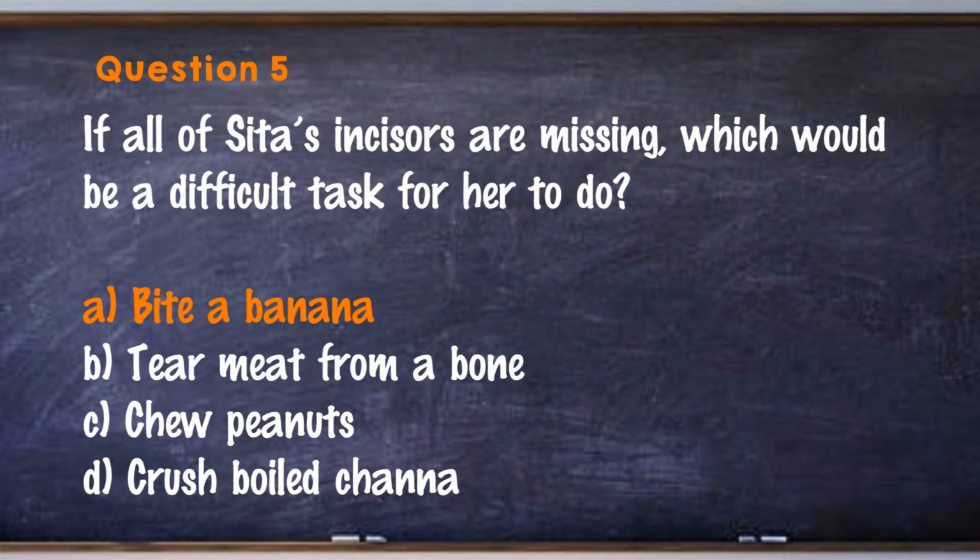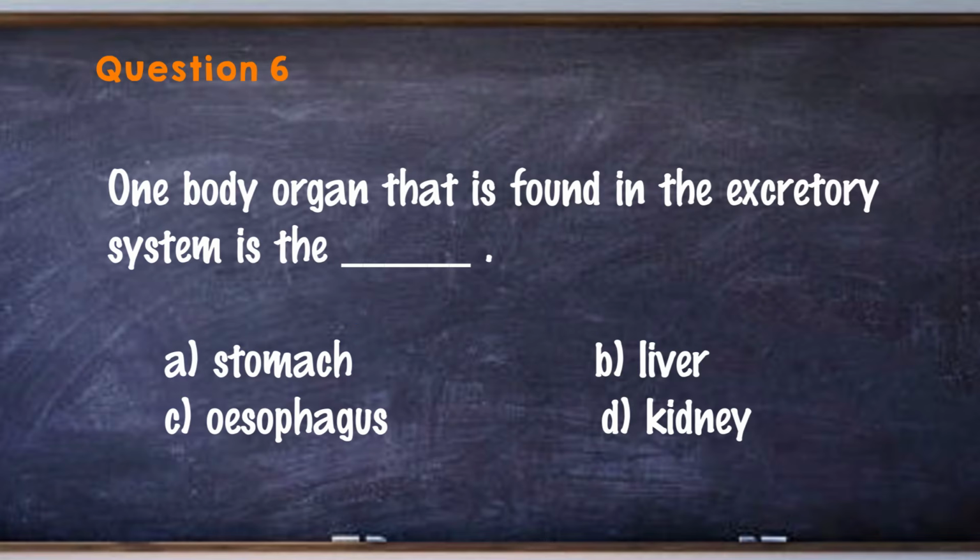If I were to guess, I would say A, bite a banana, okay? Because the incisors are used for biting. The other options like tearing meat, chewing peanuts, and crushing boiled chana are all functions of the premolars and the molars. So she can still do that, but biting a banana would be difficult. Good. Let's move on to question 6.